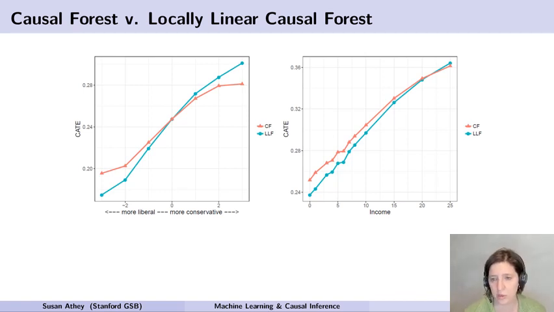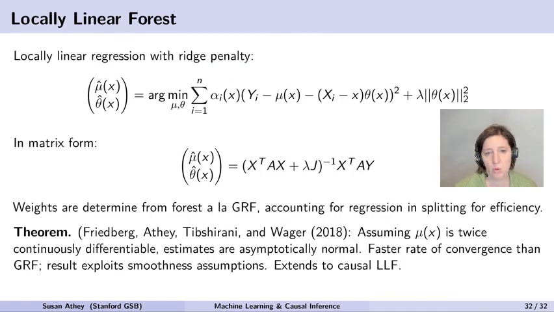But what we call the local linear forest does a better job of maintaining this relationship, which it turns out it fits better when we look at test sets, and it does a better job of fitting the true relationship. And we see a similar problem with income, that the causal forest flattens out a little bit towards the edges while the local linear forest does not. So how does it do that? Well, basically it thinks about running a weighted regression, and the weights are determined by how close points are to the target point in leaves of the forest.